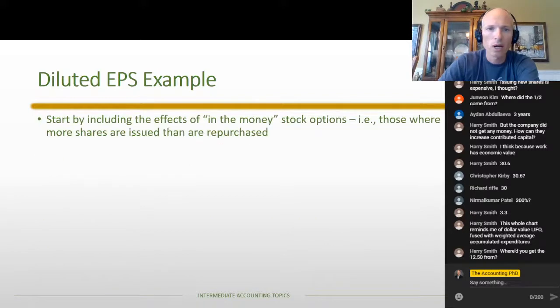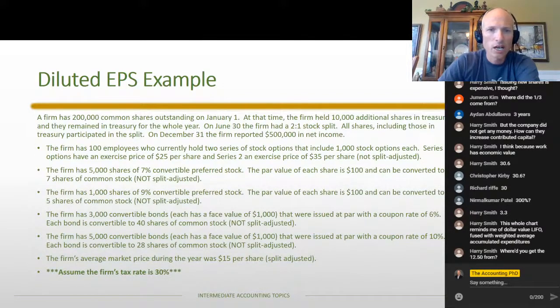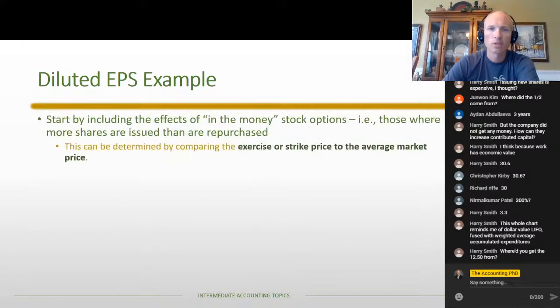If we go back to the original problem, it says there are two series. One has an exercise price of $25, which is the first bullet. The other series has an exercise price of $35 per share. Neither of these are split adjusted. Given that these prices are not split adjusted, and given that there is a 2-for-1 stock split, we have to divide each price by the split, which is 2, in order to get the split adjusted exercise price. So that's where the $12.50 came from, and that's where the $17.50 came from. It's the split adjusted exercise price on these options. Hopefully that makes sense.